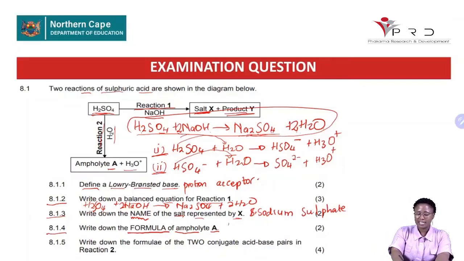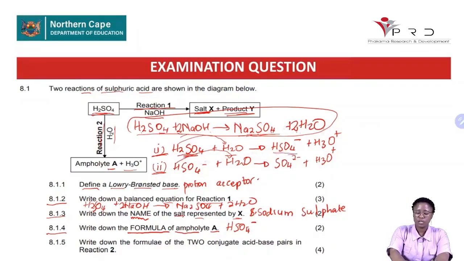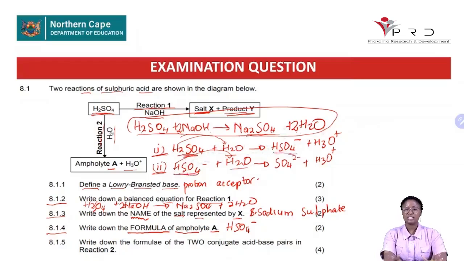The correct answer, yes, well done, is HSO4 minus. HSO4 minus is an ampholyte because in reaction 1, H2SO4 is an acid and then HSO4 minus is the conjugate base. And then the same conjugate base becomes an acid to donate the hydrogen to water. That's why we are saying HSO4 minus is an ampholyte, because in step 1 it's acting as a base, and in step 2 it is acting as an acid. I hope you got it correct.